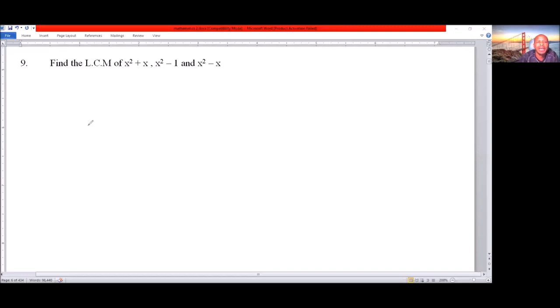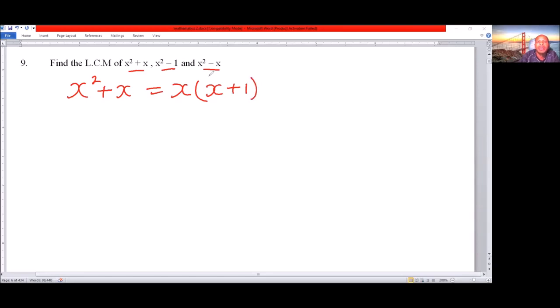So question number 9, we are told find the LCM of x squared plus x, x squared minus 1, and x squared minus x. So here we can write the factors of this. This is x squared plus x. We can write this as x. We factor out x. We will be left with x plus 1.